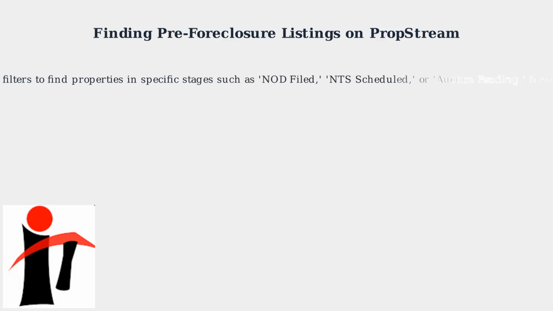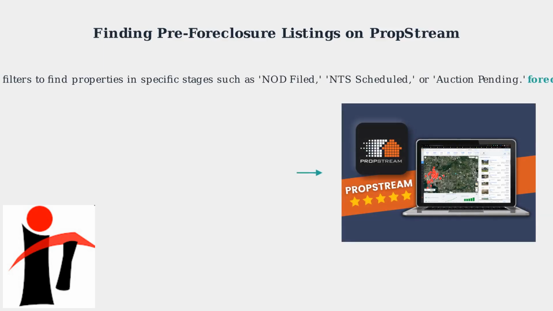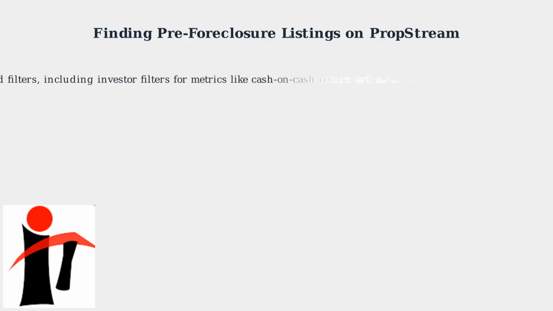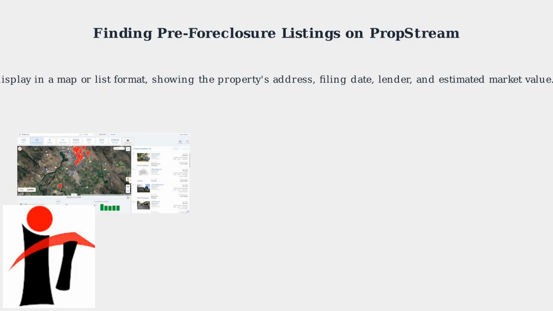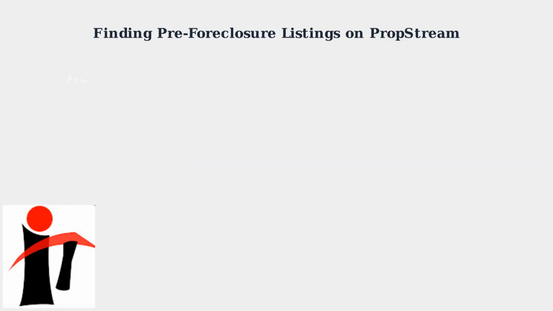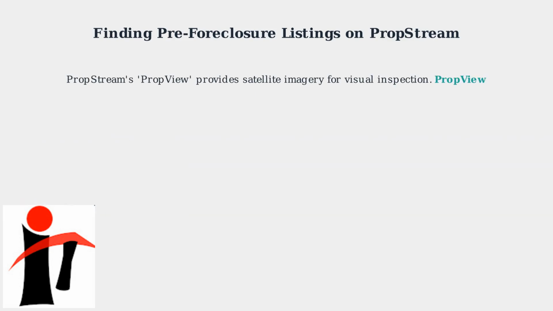Use foreclosure stage filters to find properties in specific stages such as NOD filed, NTS scheduled, or auction pending. Advanced filters, including investor filters for metrics like cash-on-cash return estimates, can also be applied. Results display in a map or list format, showing the property's address, filing date, lender, and estimated market value. PropStream's Prop View provides satellite imagery for visual inspection.